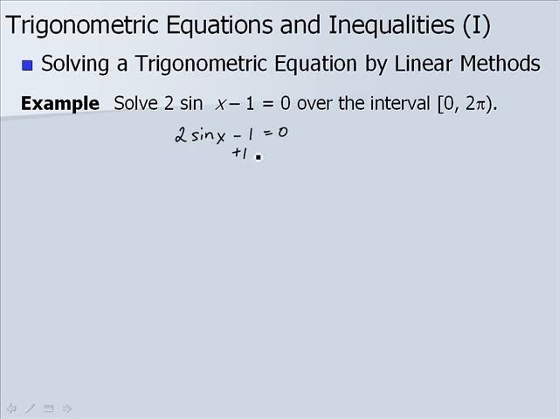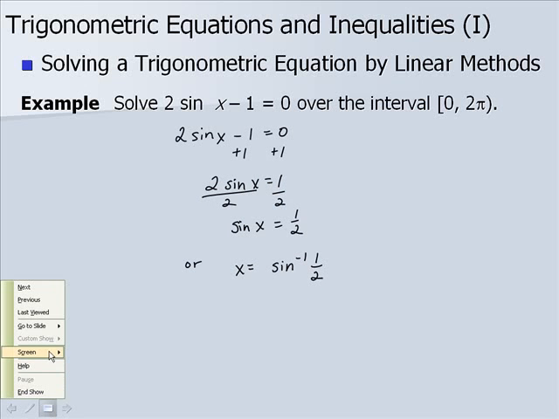First thing we want to do is add 1 to both sides. So we have 2 sine of x equals 1. Then we'll divide by 2. So we have that the sine of x is equal to 1/2, or that x is then equal to the sine inverse of 1/2.